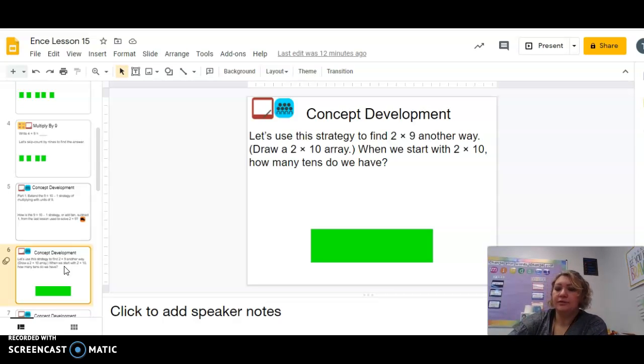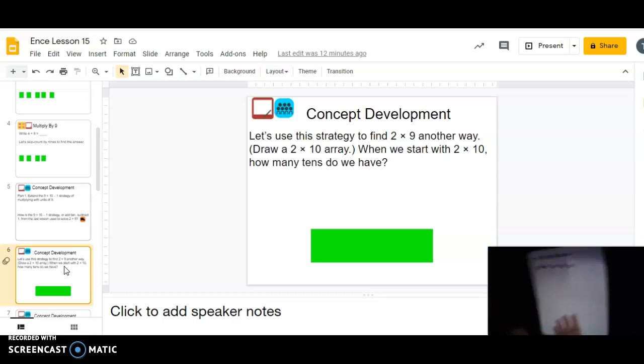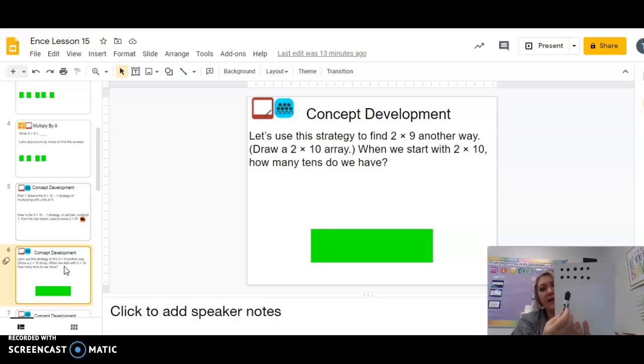So I drew an array. Let's draw an array to find another way to find 2 times 9. So here I have an array for 2 times 10. How many 10s do I have? 1, 2. So there's 2 10s. To get 1 9, we need to subtract 1 from a 10. But we have 2 10s. So we need to subtract.